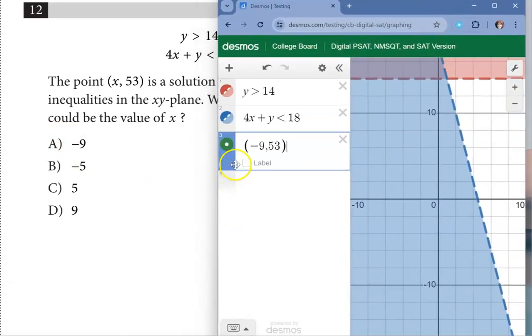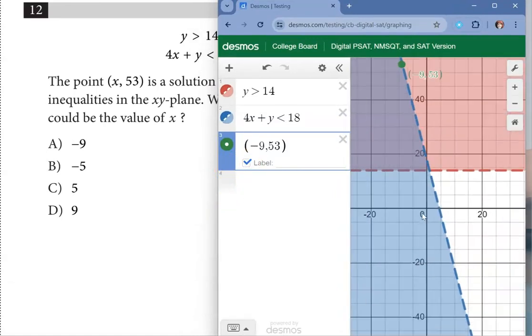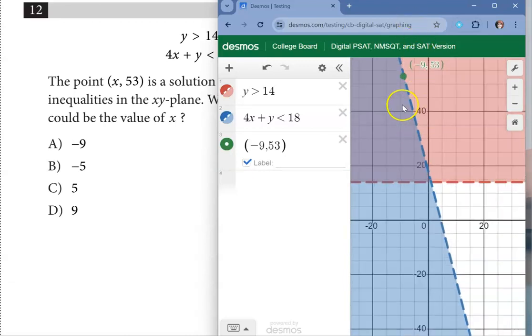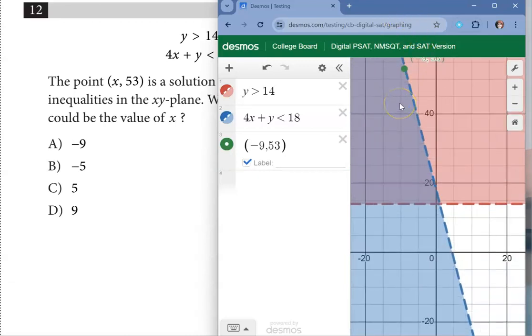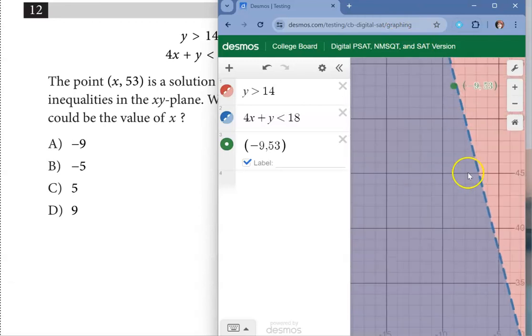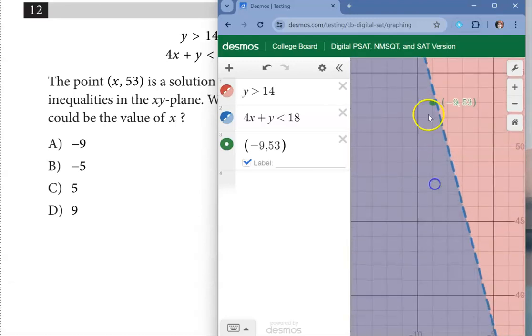Let's see what that looks like on the graph. I'm going to label it. And there it is. Now it looks like it falls on the line, which is not good because if it's on the line, it's not a solution. Dashed lines indicate not solution. But if you zoom way in, you can use these little plus signs or you can use your mouse wheel. You'll notice that little dot is in the purple region, which is what we want.